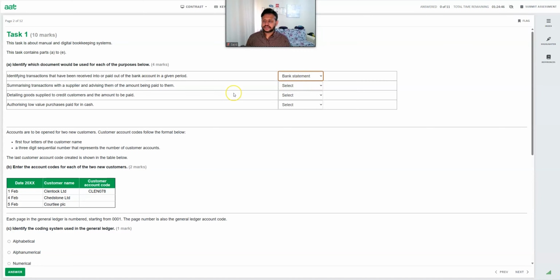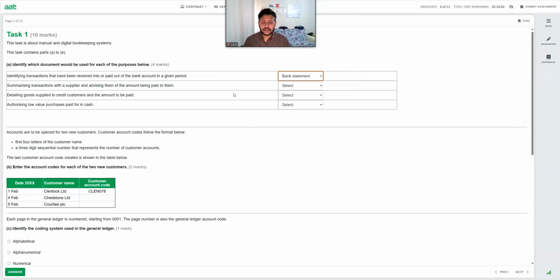The next one says: summarizing transactions with a supplier and advising them of the amount being paid to them. So that we just discussed. If we made payments to the supplier and we summarize the transactions, that means we can pay for more than one transaction. For example, if you buy a book from Waterstones, or from CGP, you don't just order once, because if you are the customer and CGP is your supplier, you keep buying from the same supplier again and again.